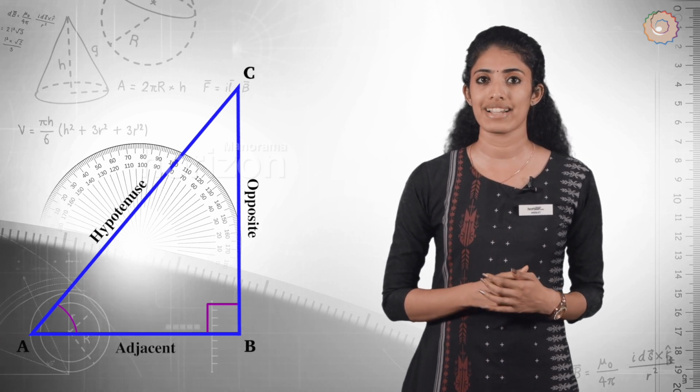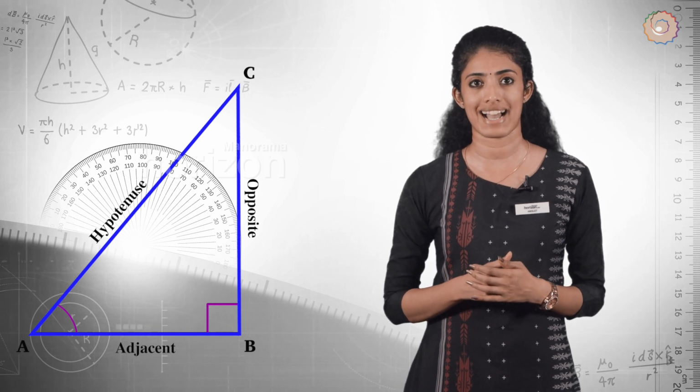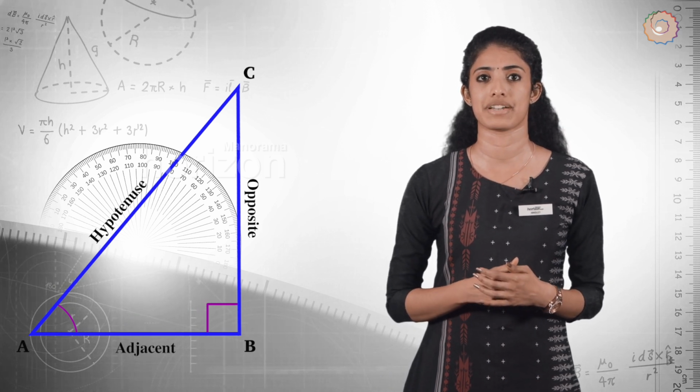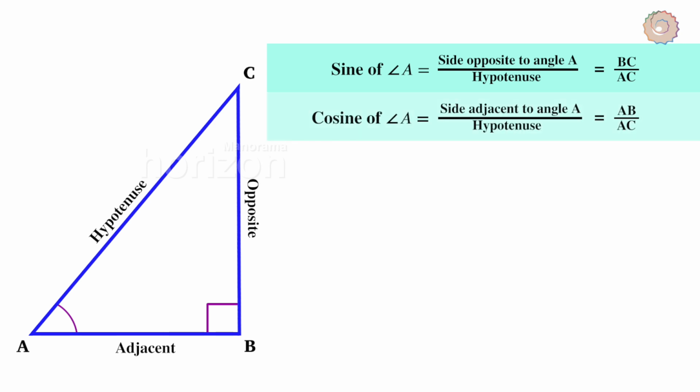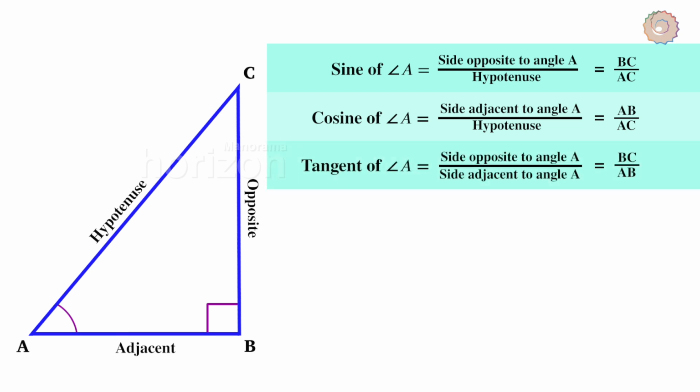Now, let us define the ratio of the sides of a right-angled triangle, which is called the trigonometric ratios. Side opposite to angle A by hypotenuse is called the sine, which is equal to BC by AC. Side adjacent to angle A by hypotenuse is called the cosine, which is AB by AC. Side opposite to angle A by side adjacent to angle A is called the tan, which is BC by AB.